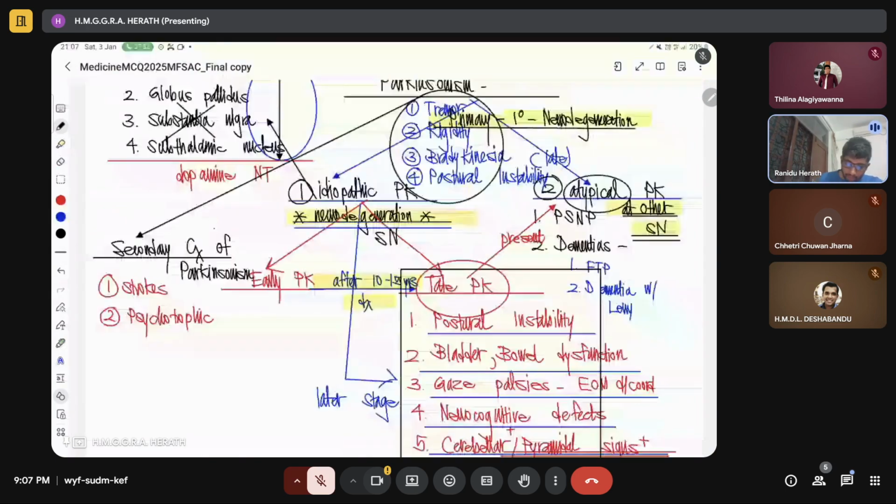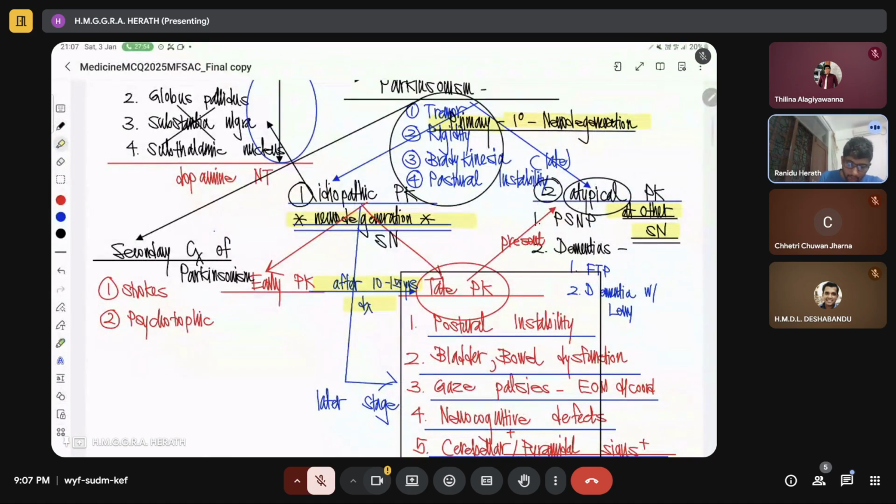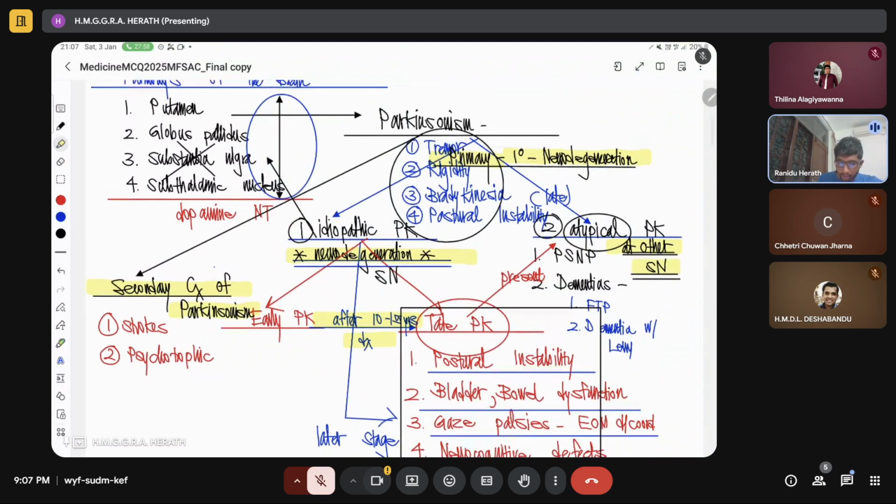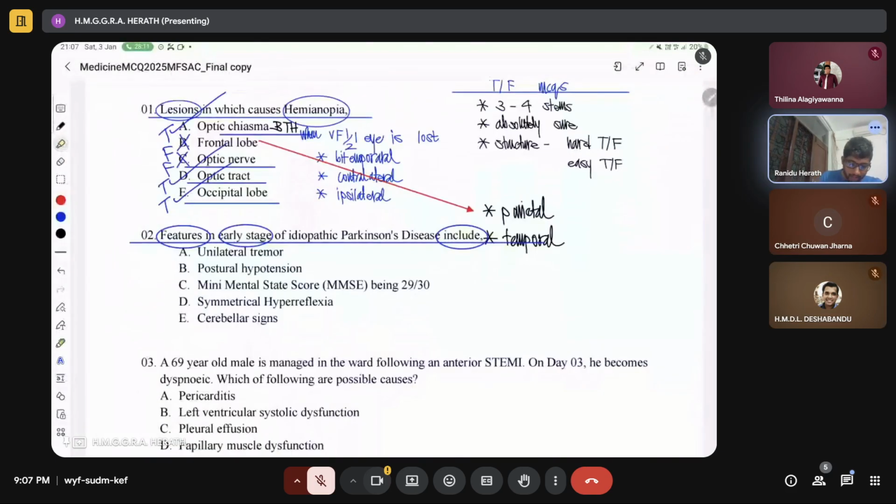Apart from the causes of neurodegeneration, there are also some causes which lead to secondary Parkinsonism due to destruction of the basal ganglia without neurodegeneration, and those examples are strokes and psychotropic medications. Understood? So with that knowledge, we'll go to the next one. Features of early stage idiopathic Parkinsonism. So this is the generic Parkinson's disease which we described.